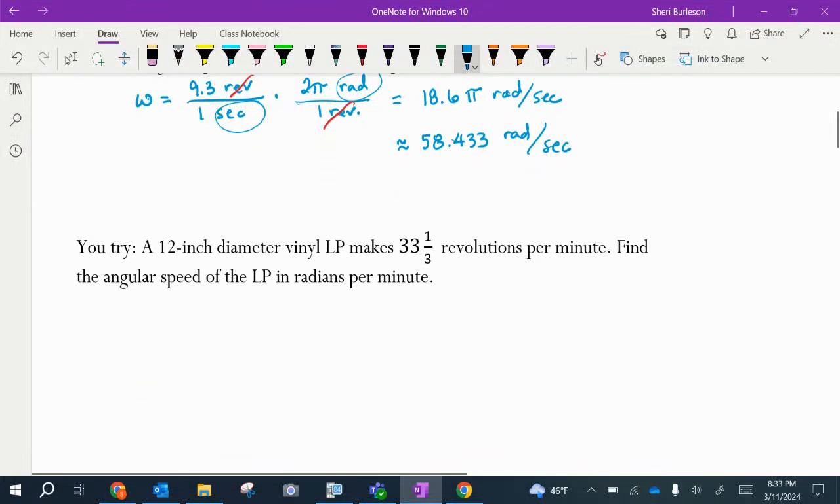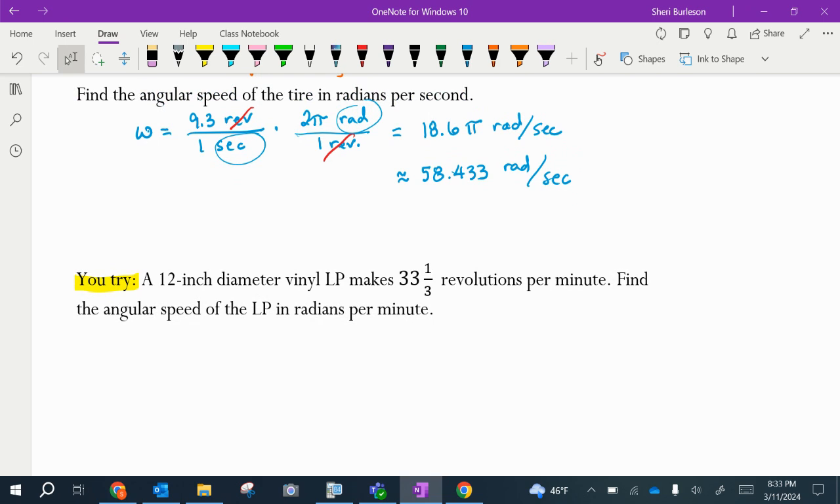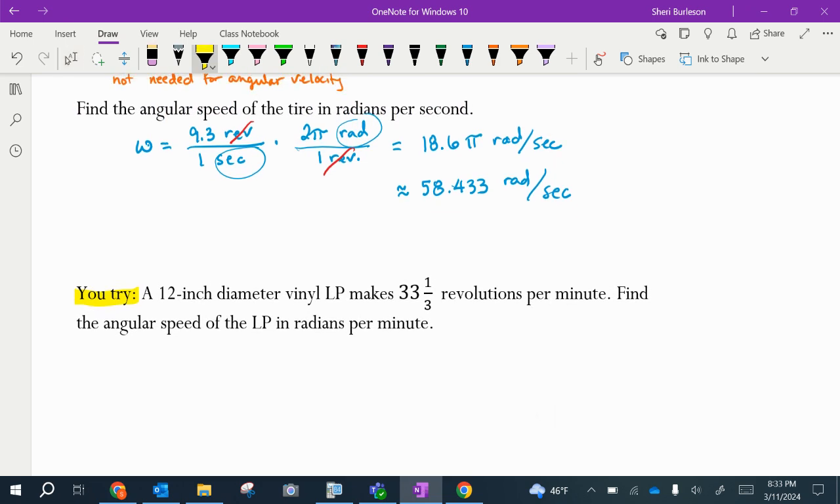So you try this one. We have a 12-inch diameter vinyl LP. It's an album. It makes 33 1/3 revolutions per minute. We want to find the angular speed or the angular velocity of this LP in radians per minute. So you can pause the video and go ahead and try to figure this one out.